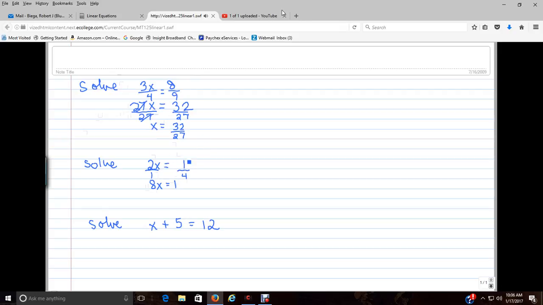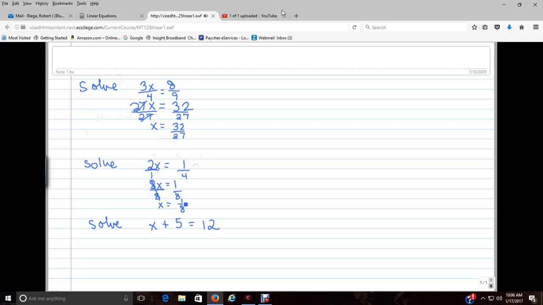Now, we still have to get x by itself, and there's an 8 being multiplied times the x. So once again, to get rid of multiplication, we divide by 8. On the left, the 8's cancel, and we get x is 1/8.